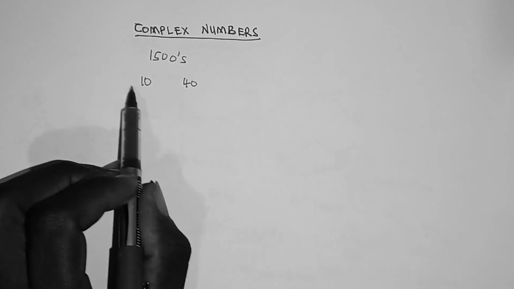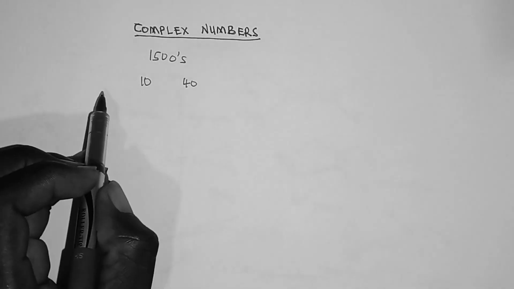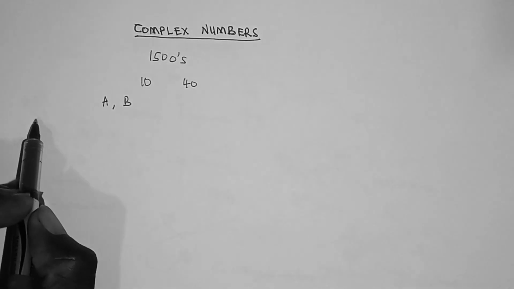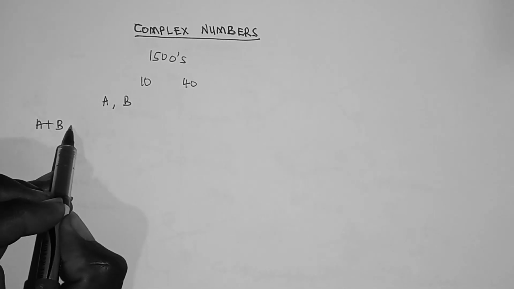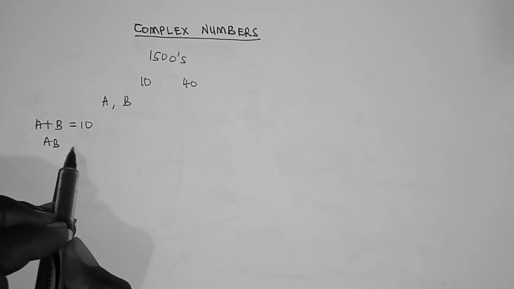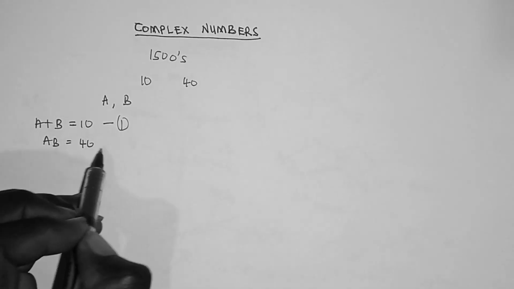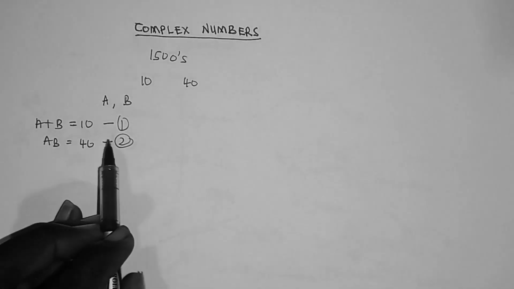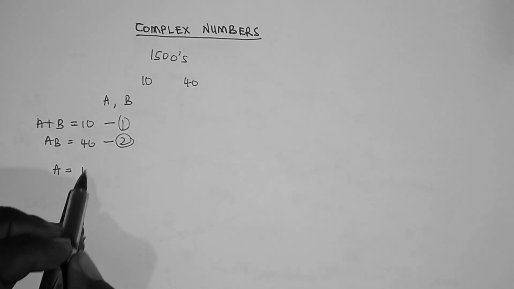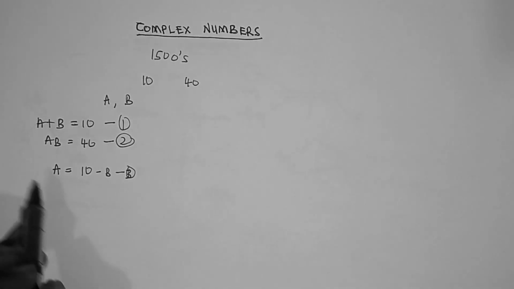We want two numbers whose sum is 10 and whose product is 40. So let's write equations. Let's assume the numbers are A and B. The sum of the two numbers, A plus B, is equal to 10. And the product of the two numbers, AB, is equal to 40. So this is equation 1 and this is equation 2. Let's make A the subject in equation 1. So from equation 1, A is equal to 10 minus B. This is equation 3.